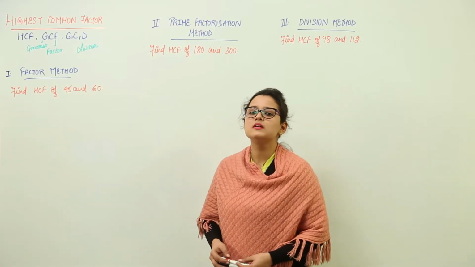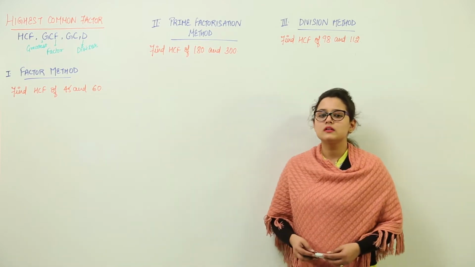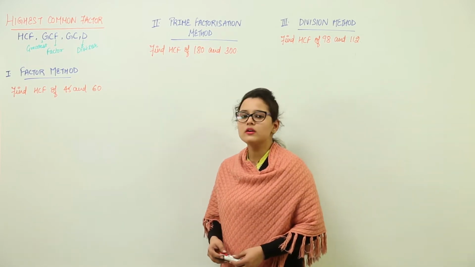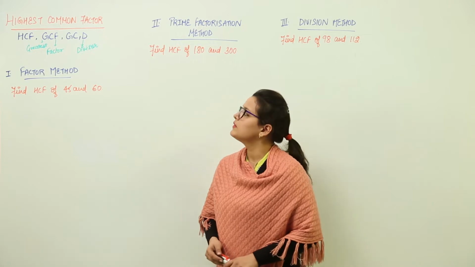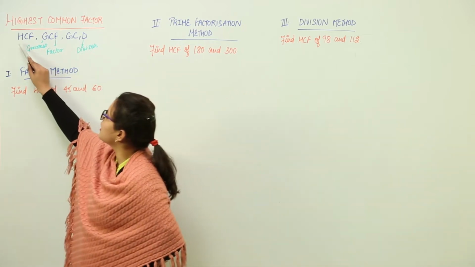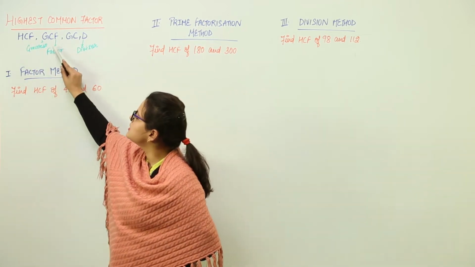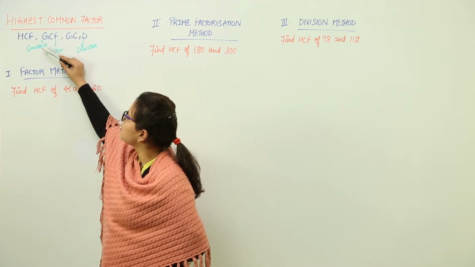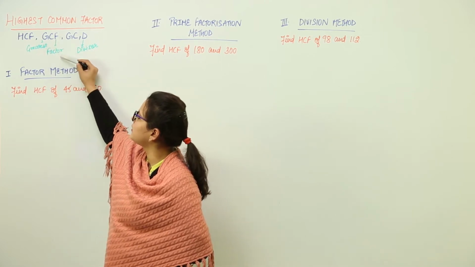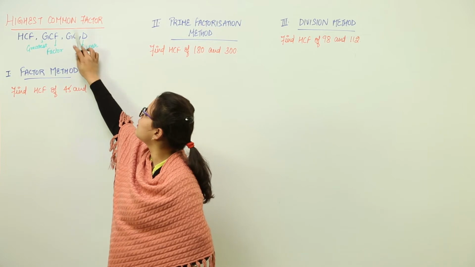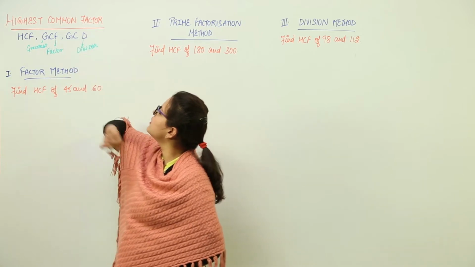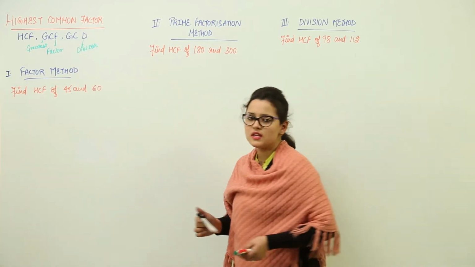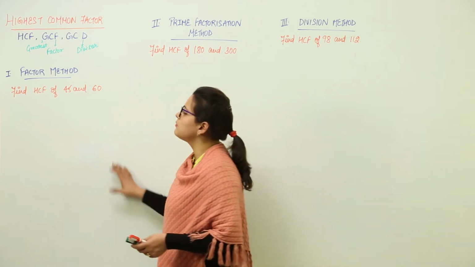Highest common factor is termed as HCF or GCF or GCD. Here HCF stands for highest common factor, GCF stands for greatest common factor, and GCD stands for greatest common divisor. So all three are the same thing, and I've covered them in the same topic.